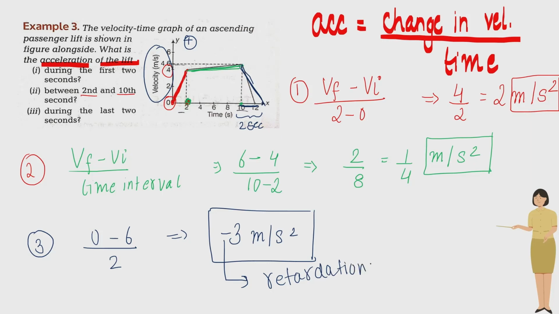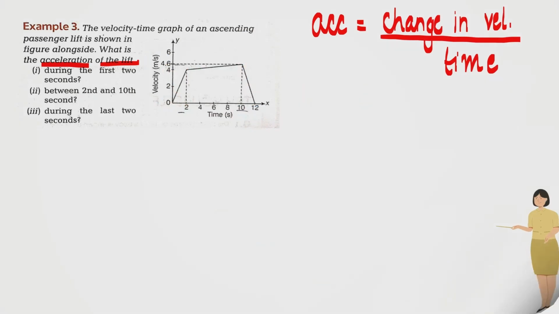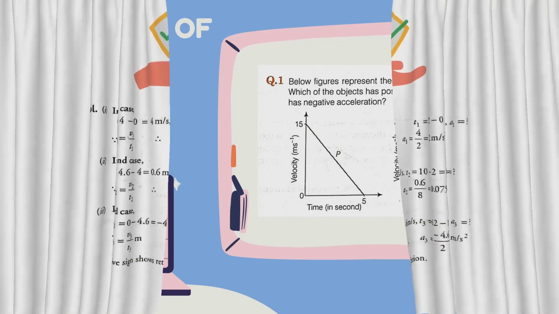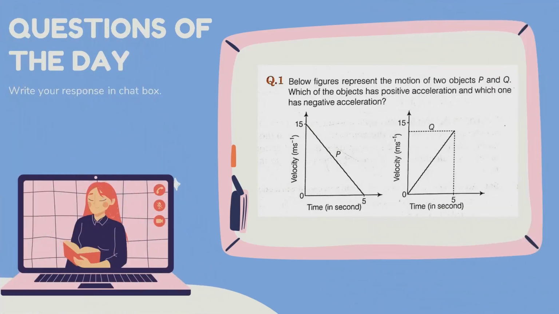Okay, the other two are positive, so they are both accelerating, because we have taken velocity as positive and plotted it on the y-axis. So that's all for example number 3. Now this is the solution. Pause the video and I hope you get a better understanding of it. Now there's a question to practice which will help you in concept building. So I really look forward to your answers in the comment box.